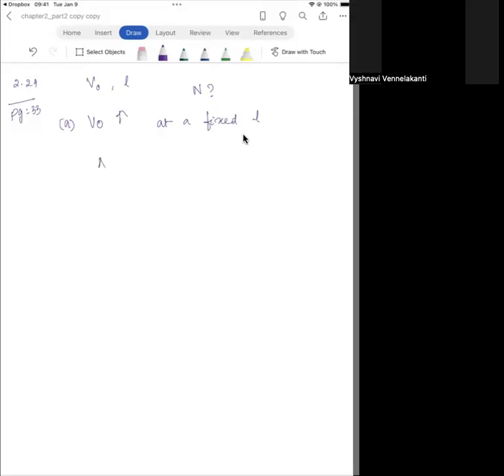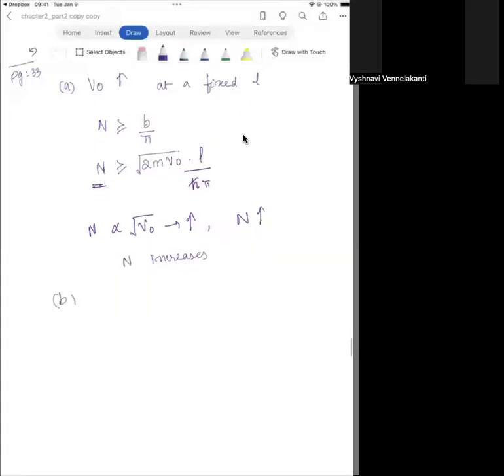So we know that the number of bound states is greater than or equal to (L/π) times the square root of (2mV0)/ħ². So the number of bound states is directly proportional to this. So if your potential is increasing, that means the number of bound states also increases.